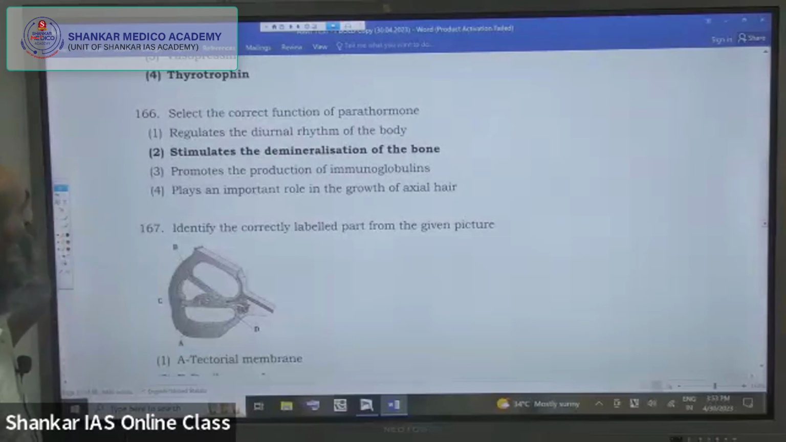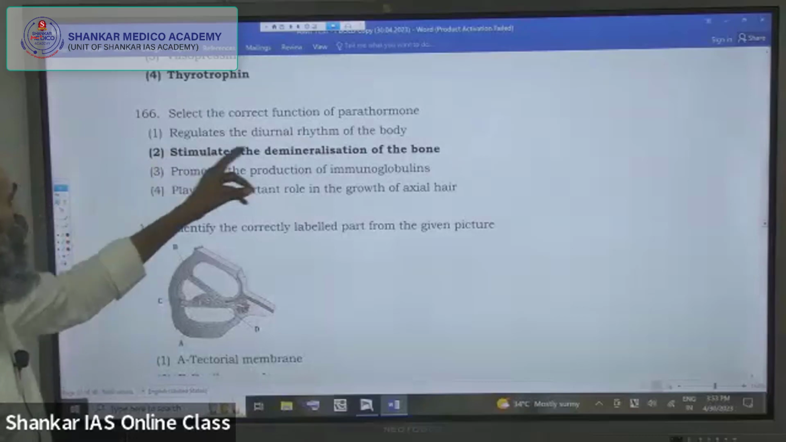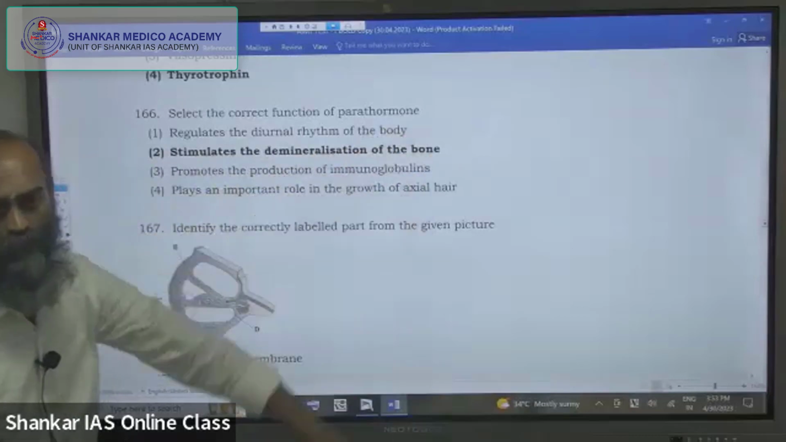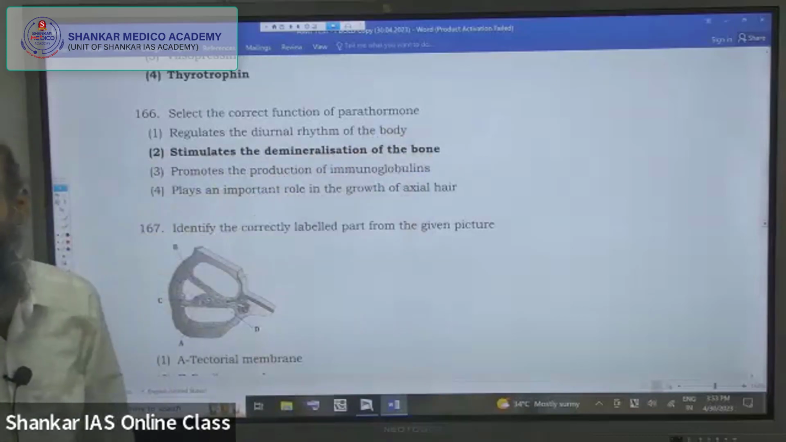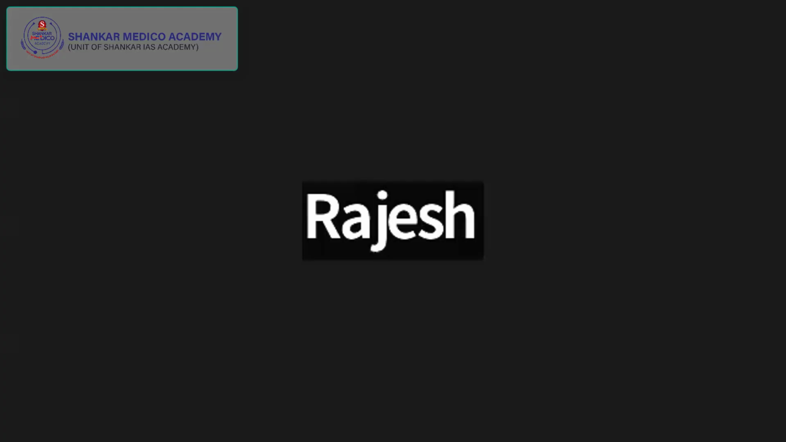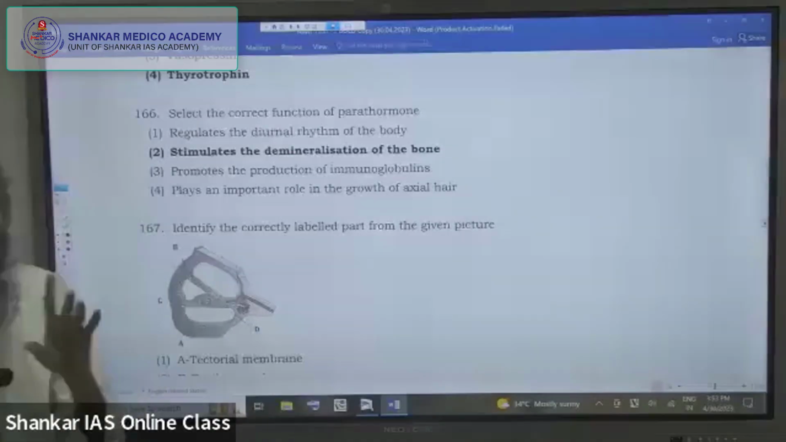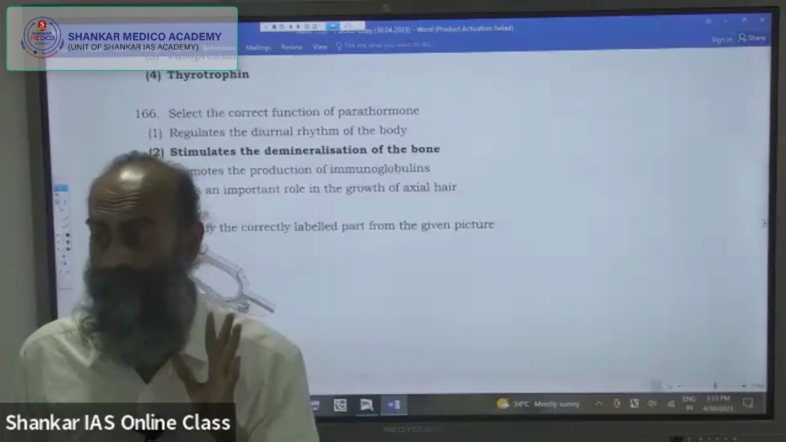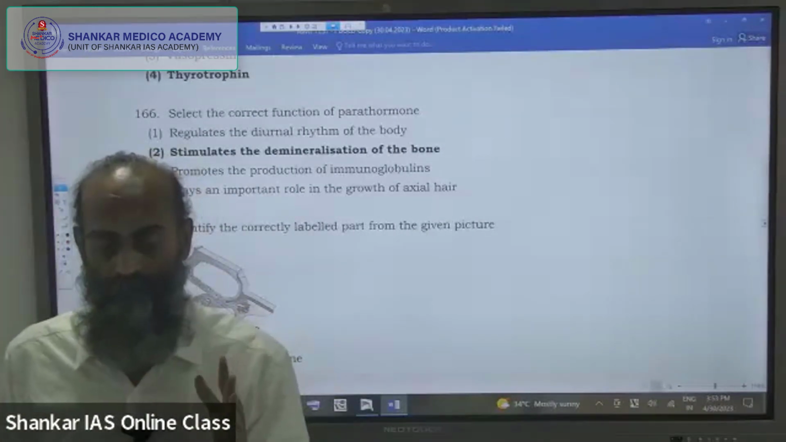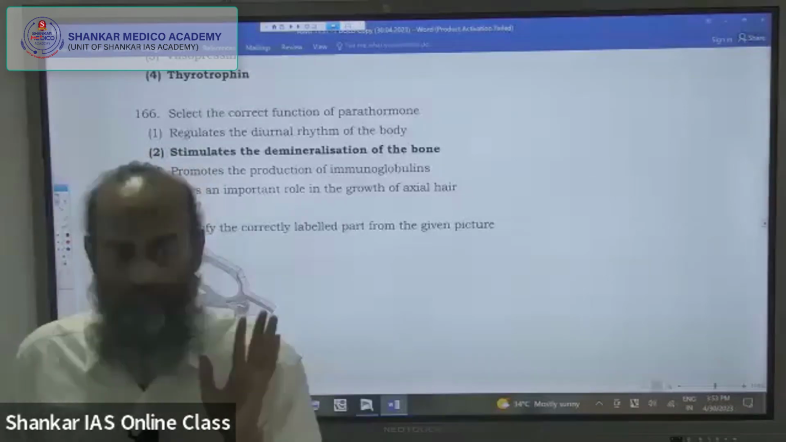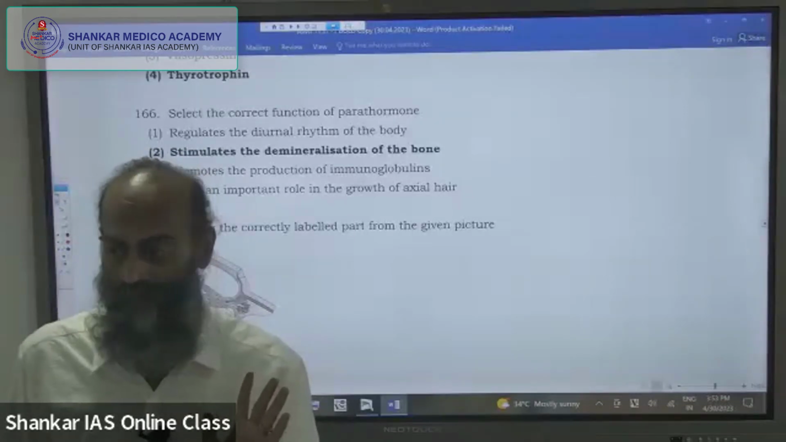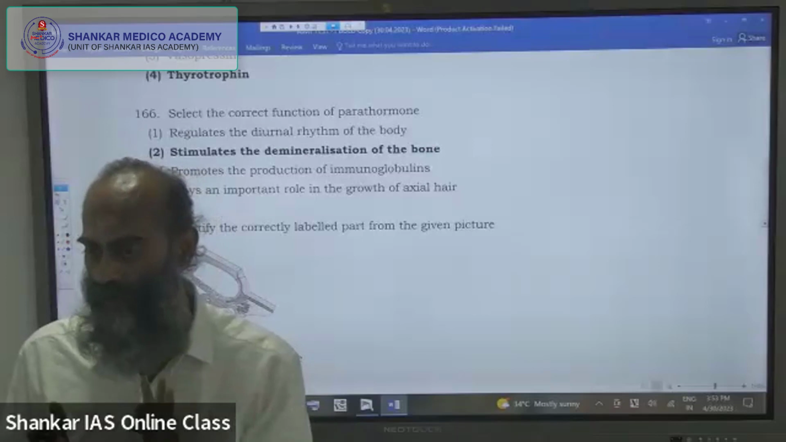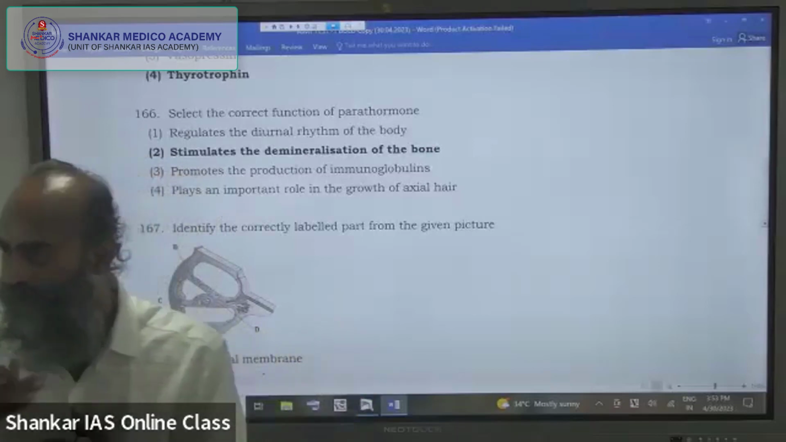Select the correct function of parathormone. It regulates the diurnal rhythm of the body. Diurnal rhythm, who is going to maintain it? Melatonin. Melatonin is correct. Just remember, melatonin fairs the skin. When you have good sleep, you have very fair skin. So correlate diurnal with sleep and wakeful cycles.